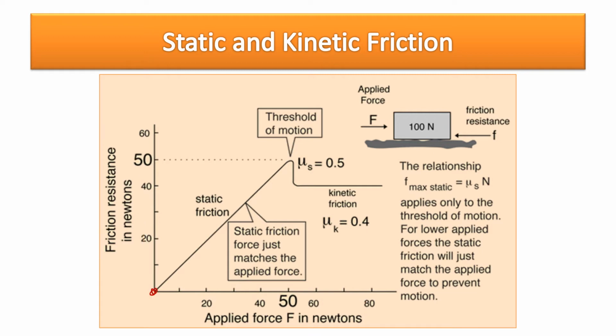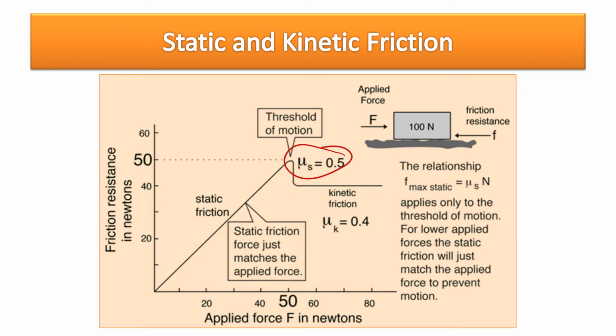So you have 0 applied force, and there's no frictional force. But as you increase your applied force, now you're at 20 newtons. The static friction is also 20 newtons because you're in equilibrium. You're still at rest. Then you increase your applied force enough so that you have 50 newtons. That's the maximum static friction, and this is what's called the threshold of motion. So if you increase your applied force past that 50 newtons, it's going to start moving.